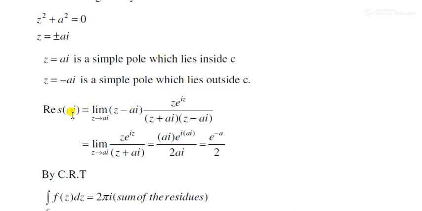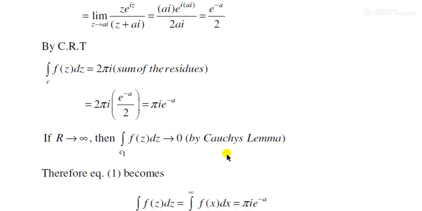So the residue at the point ai is given by the limit as z tends to ai of (z − ai) times e^(iz) divided by (z + ai)(z − ai). The (z − ai) will get cancelled, and applying the limit as z tends to ai, you get the answer e^(−a)/2a. By Cauchy's residue theorem, it is 2πi times the sum of the residues, so this will give you πi e^(−a)/a.